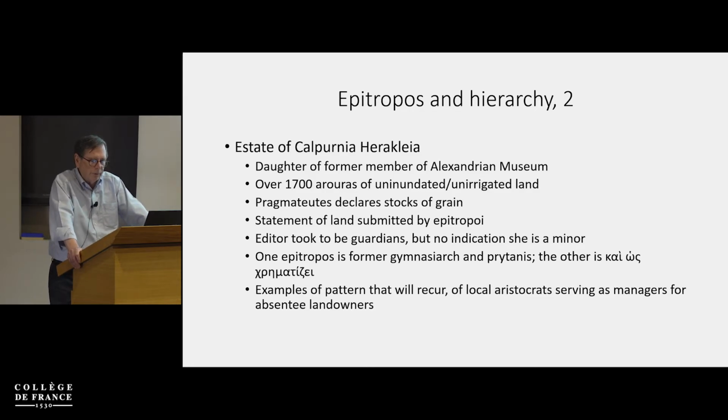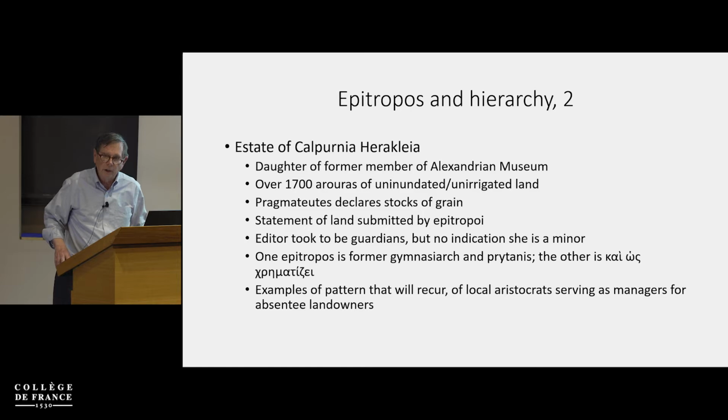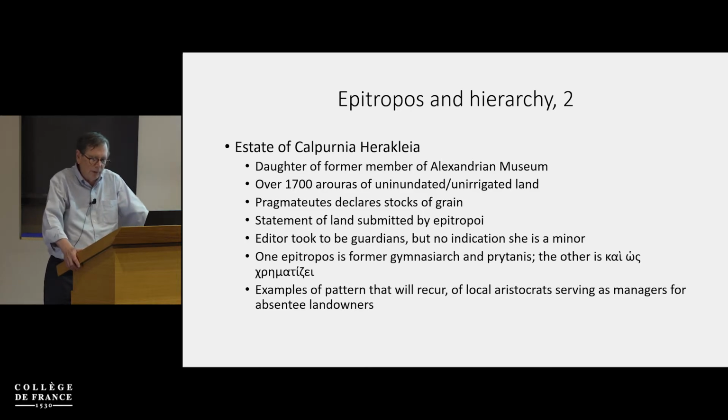One epitropos is a former gymnasiarch and prytanis of Oxyrhynchus, while the other just identifies himself as Gaius Crematidze, suggesting that he too could have had a string of such titles. These men presumably are exemplars of a phenomenon we see elsewhere and that I shall discuss later, of local aristocrats serving as property managers for the yet wealthier absentee landlords.